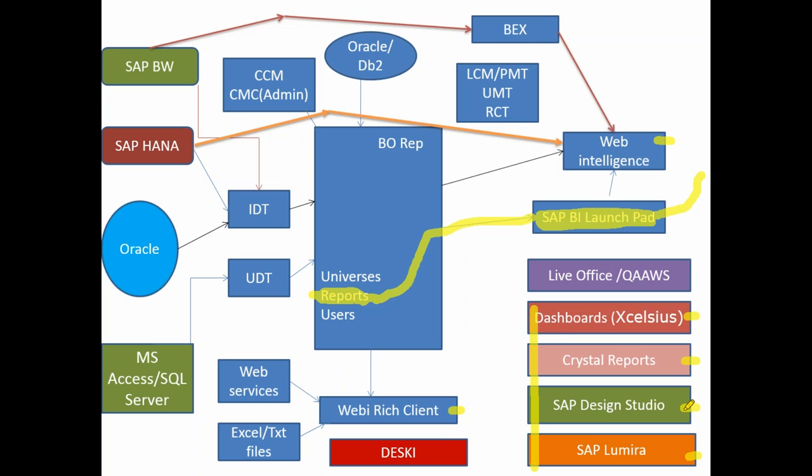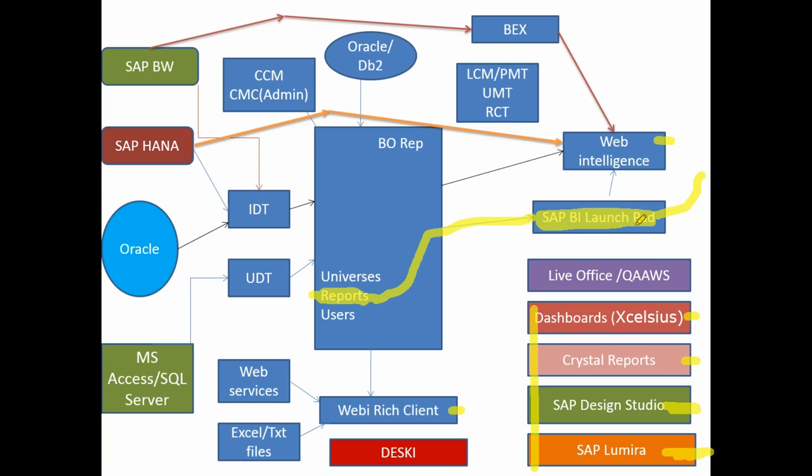Now in 2007, SAP acquired Business Objects, and in 2015 or 16, SAP came up with the new tools, Design Studio and Lumira. So this comes under Business Objects only because these are reporting tools. It's a part of Business Objects again. So all that we can access through the BA Launchpad.